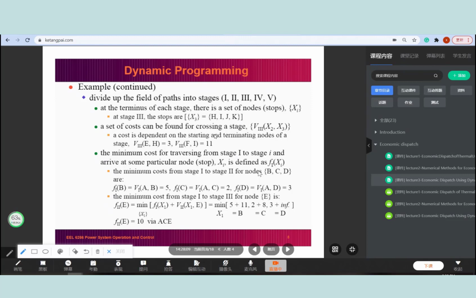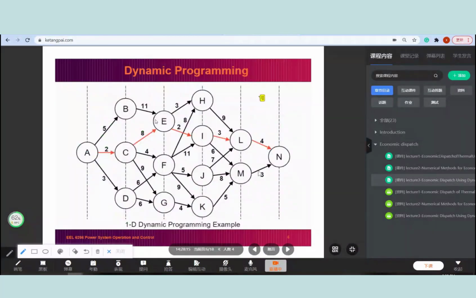Okay. A set of courses can be found for crossing a stage. For example, you travel from stage 1 to stage 2. You travel from this to this. If you travel from point B in stage 2 to point E in stage 3, the cost is 11. Okay, the number above the arrow is the cost. So that means if you travel from point C to E, means you travel from the second stage to the third stage, the cost is 8. So the number in this figure means the cost you travel from one point to another point. Okay, what's the meaning of this number?